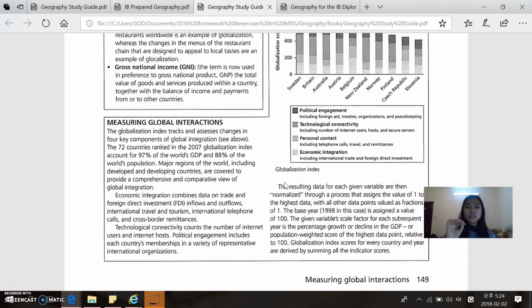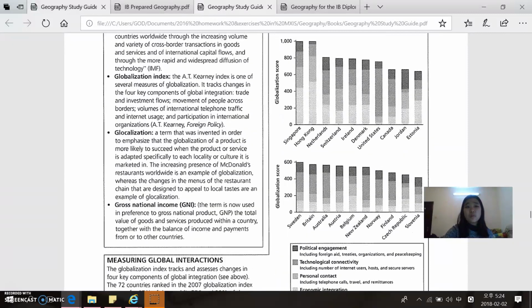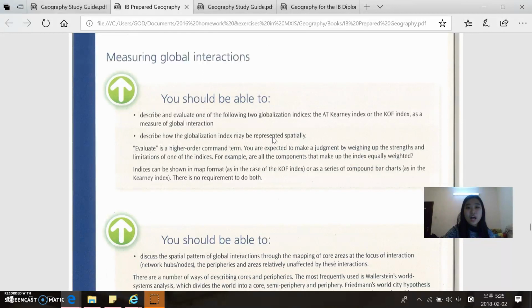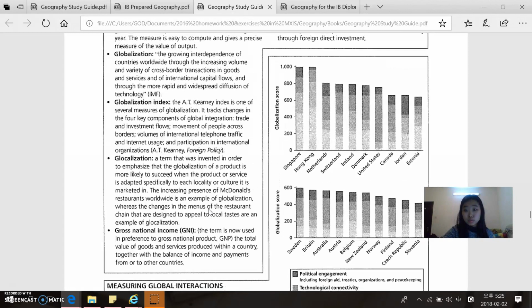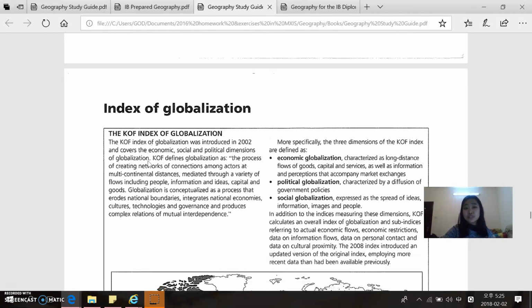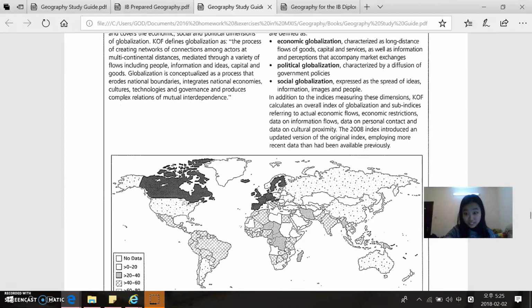Globalization is not only about political engagement, technological connectivity, personal contact, and economic integration, it's also about other things. But for me personally, because IB also requires you to give a spatial representation of the globalization index, I really don't recommend choosing the AT Kearney Index to study unless you have more detailed information than this book. I actually prefer the KOF index. So we will continue that in the next video.